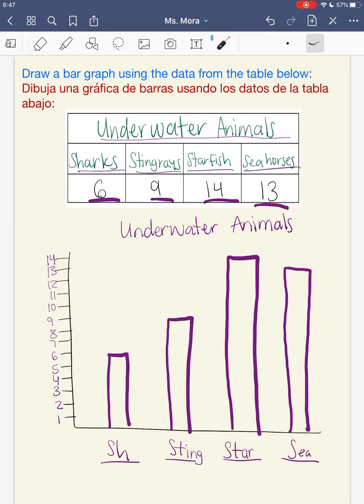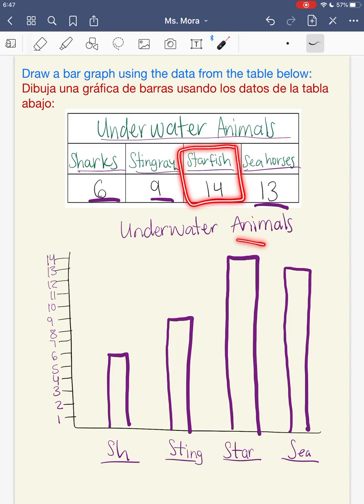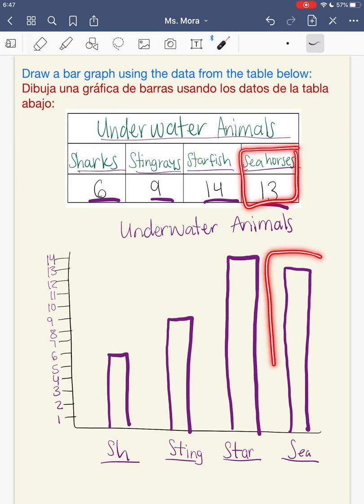Alrighty, and make sure, guys, that you always go in the same order. So sharks is here first on my table, and it's here first in my graph. Then I have stingrays, and I have stingrays next. I have starfish, and I have starfish next here. Okay, and seahorses are last. Alrighty, guys. So siempre asegúrate que tus categorías vayan en el mismo orden en tu gráfica que están en la tabla, ¿ok? No lo hagas fuera de orden porque te vas a confundir al hacer tu trabajo, ¿ok?